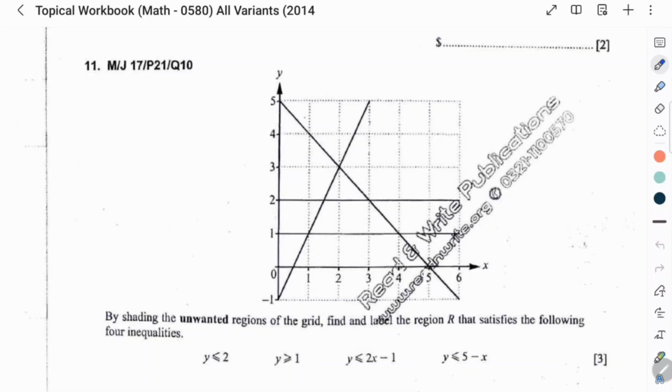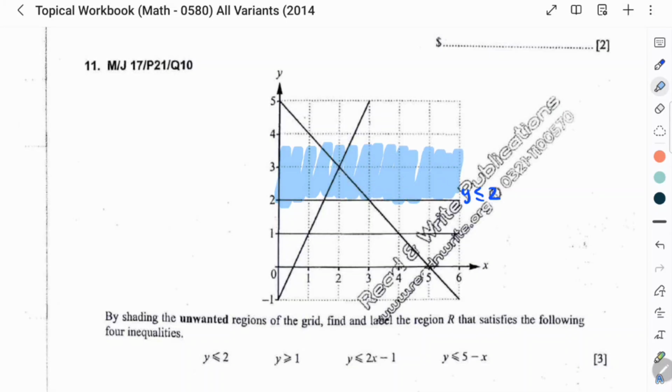So May-June 2017, paper 2-1, question number 10. By shading the unwanted region of the grid, find and label the region R that satisfies the inequalities. Okay, so y is less than or equal to 2 is already drawn. We just have to do the shading of the unwanted region. So y is less than or equal to 2 means the region is below the line, so we'll shade above the line.